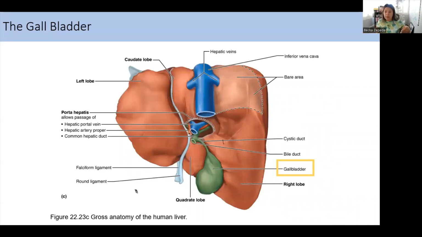Okay, I'm going to stop here and we'll talk about the gallbladder and the pancreas next.